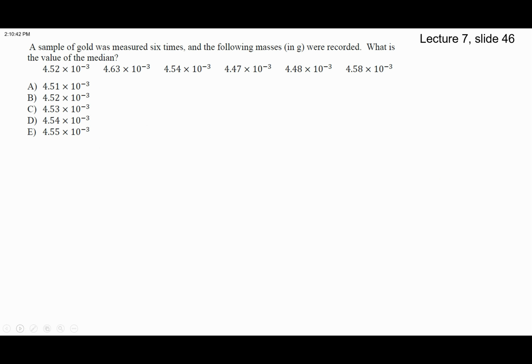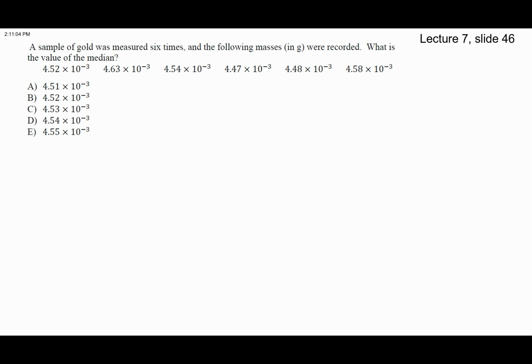A sample of gold was measured 6 times, and the following masses in grams were recorded. What is the value of the median? Okay, so the median is the middle value, and if it's an even number, you have to take the average. Okay, so let's see if we can find the median.